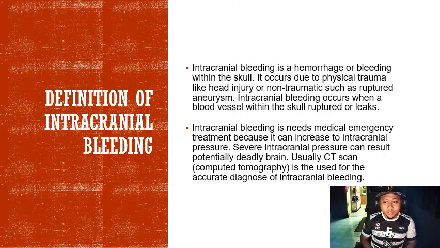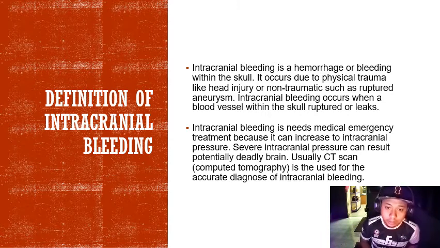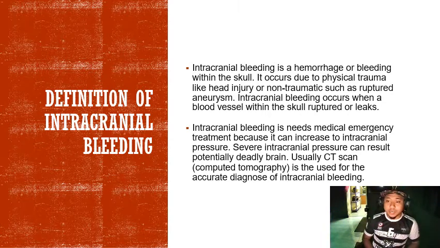Okay, this is the definition of intracranial bleeding. Intracranial bleeding is a hemorrhage or bleeding within the skull. It occurs due to physical trauma like head injury or non-trauma such as ruptured aneurysm. Intracranial bleeding occurs when a blood vessel within the skull ruptures or leaks. Intracranial bleeding needs medical emergency treatment because it can increase the intracranial pressure. Severe intracranial pressure can result in potentially deadly brain herniation. Usually, CT scan or computed tomography is used for the accurate diagnosis of intracranial bleeding.